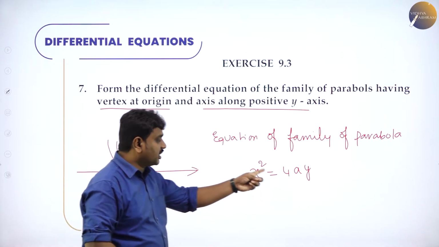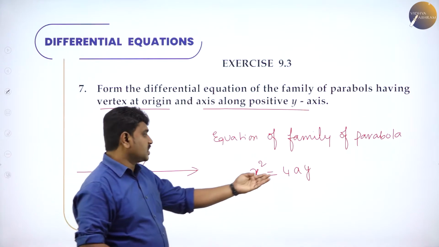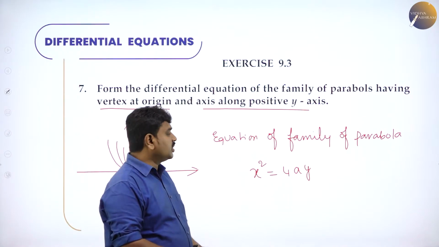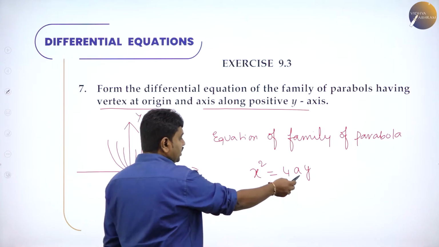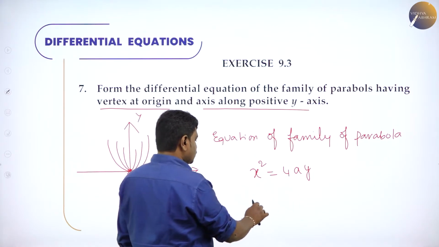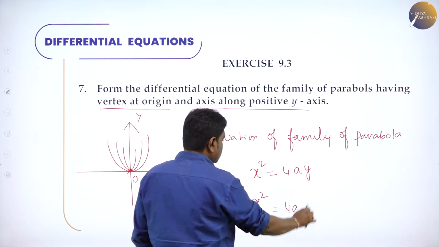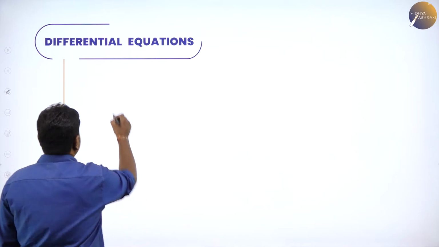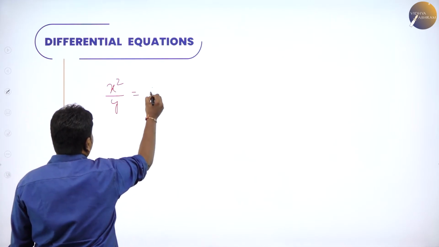Now how many arbitrary constants are there? Only one arbitrary constant. What is that? A. You can separate it and differentiate. Only one time you can differentiate because only one arbitrary constant. So now I'll bring y to this side and I can differentiate. So I'll write x square by y is equal to 4a. Now differentiate both sides. x square by y is equal to 4a.